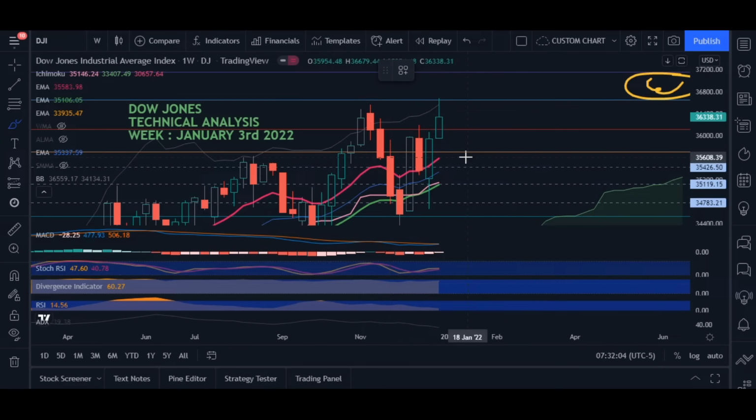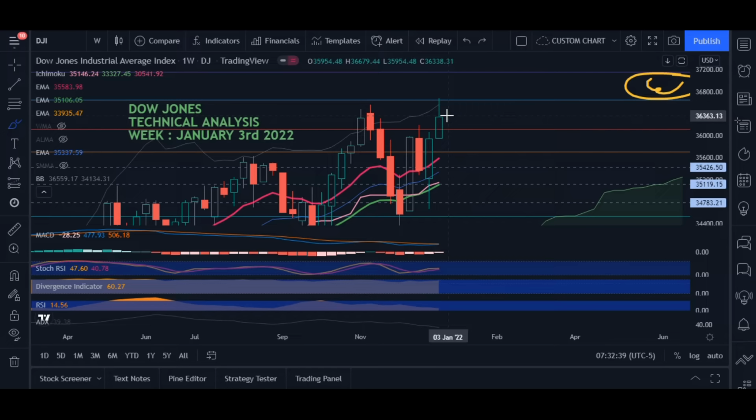Now if you see, the MACD is still bearish, but now it is marginally bearish. It is still bearish, because the MACD is 478 and the signal is 506. So if in the coming week the market moves up or holds here, then we can see a confirmed MACD reversal, from bearish to bullish. But as of now MACD is bearish, marginally bearish you can say.